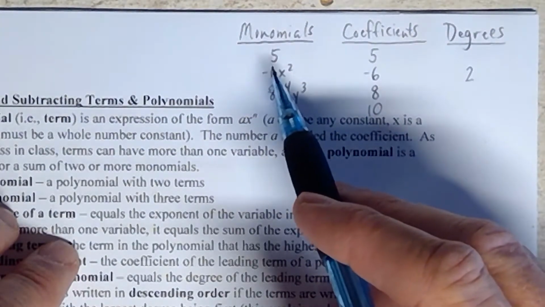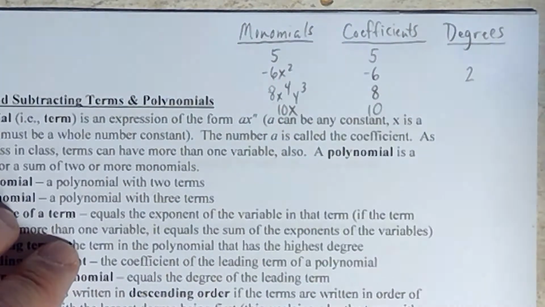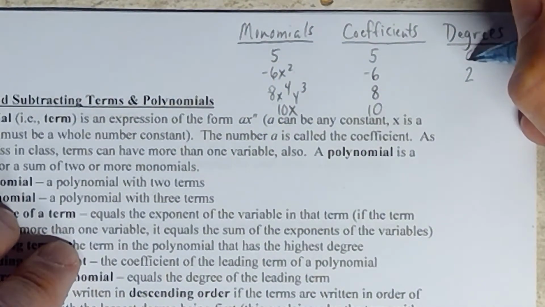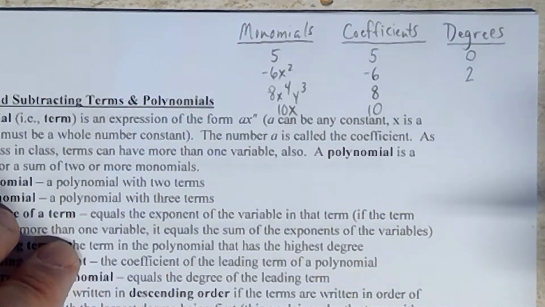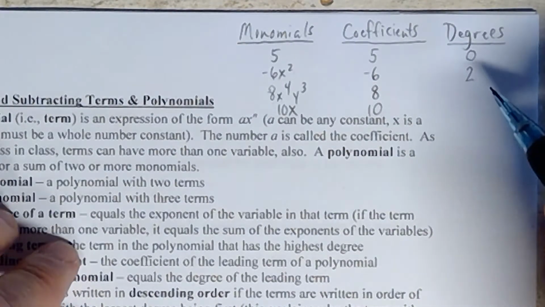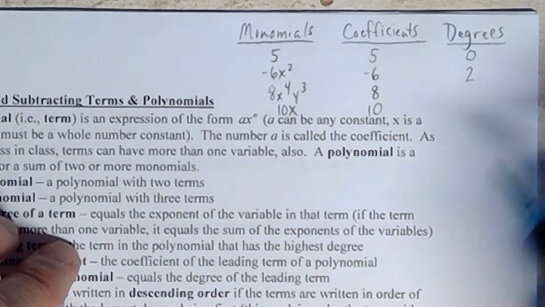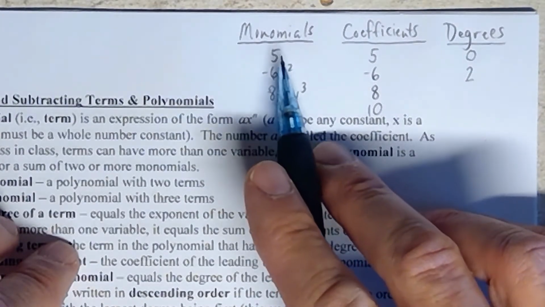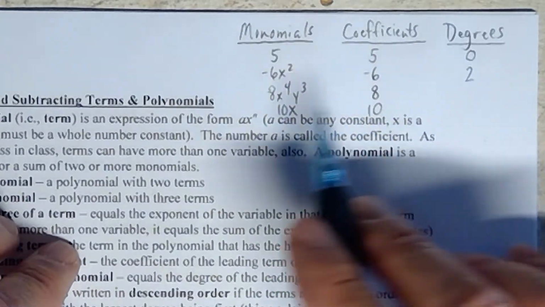So what happens when you have no variable? When you have no variable, the degree is 0 because there's no variable there. There are other reasons too, but that's the one reason that is easy to understand. So no variable, degree is 0.